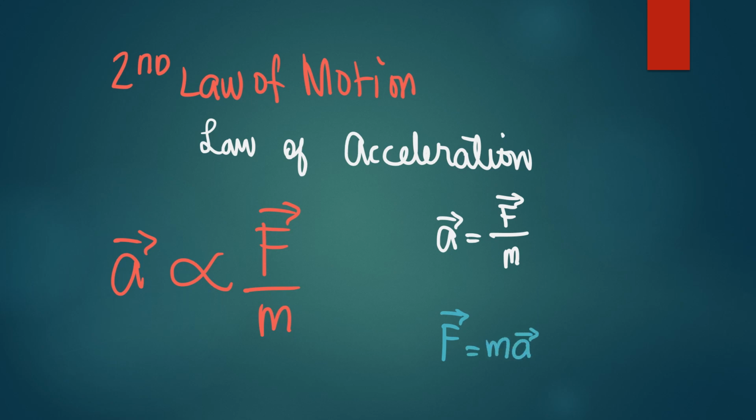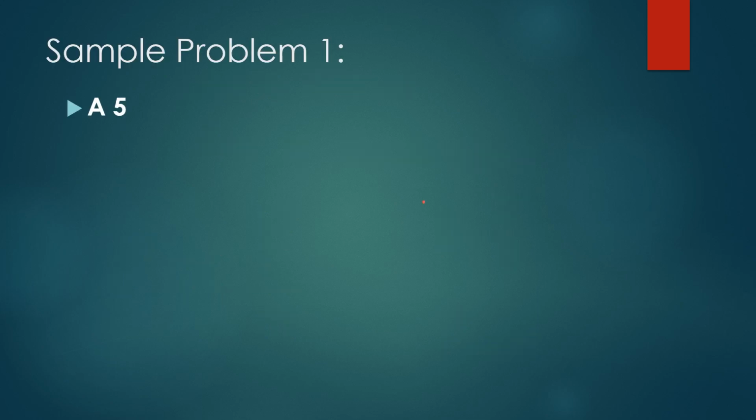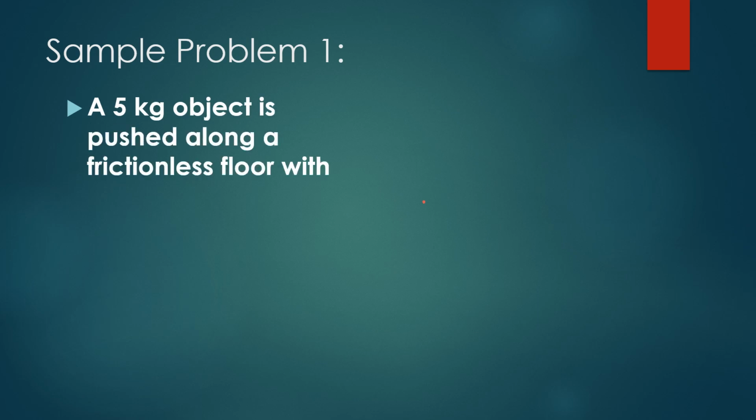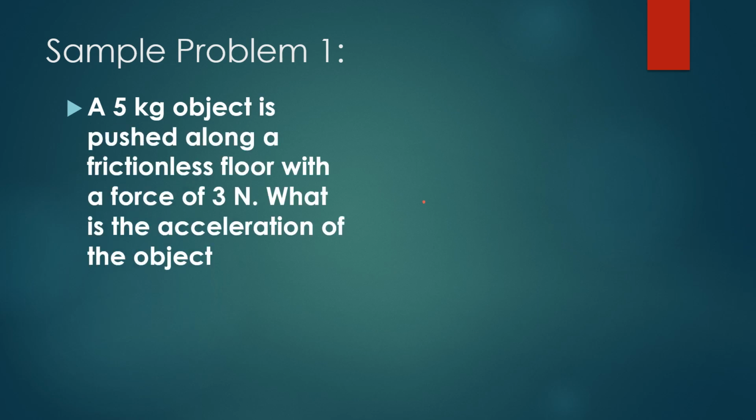Problem number 1. A 5 kilogram object is pushed along a frictionless floor with a force of 3 newtons. What is the acceleration of the object? The mass of the object is 5 kilograms. Force is 3 newtons and we are looking for acceleration.